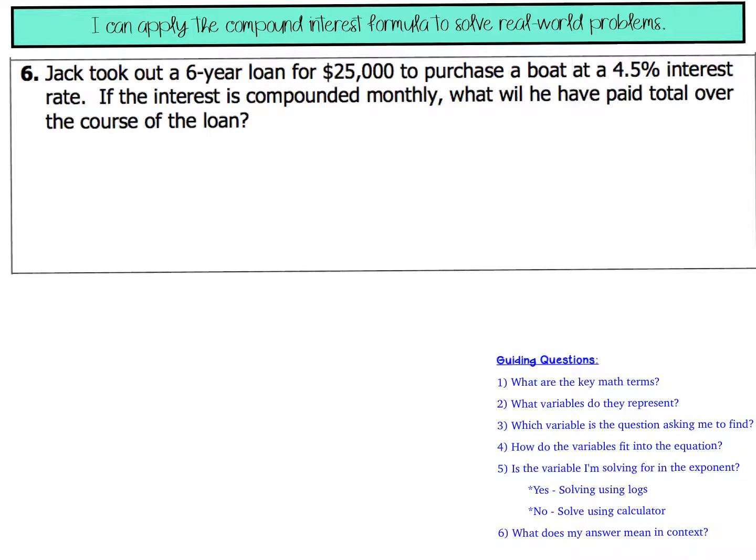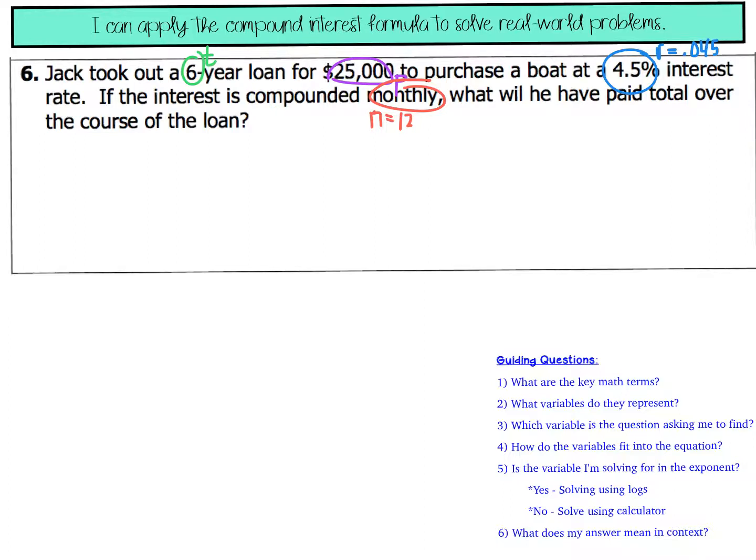All right, so the first question is, what are my key math terms and what do they mean? So it's a 6-year loan. So 6 is going to be my time. And it's $25,000. So $25,000 is my principal or my initial amount. And my interest rate is 4.5%. So that as a decimal, because I don't have a percent sign in the calculator, is 0.045. If the interest is compounded monthly, how many times per year would it happen? Well, that would make n equal 12 because it's happening 12 times a year.